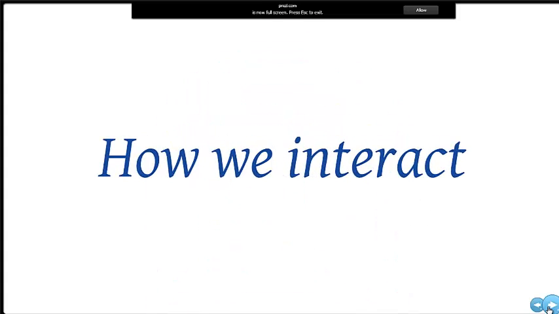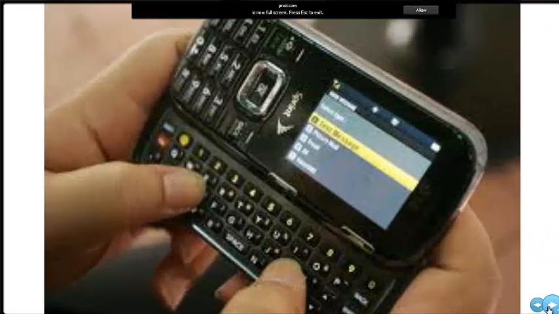The third component is social health. And social health is simply how we interact with the world around us. Now, with social media, with our friends, with texting, with the internet, with email, it's changed the whole dynamic in how we interact and communicate with other people.